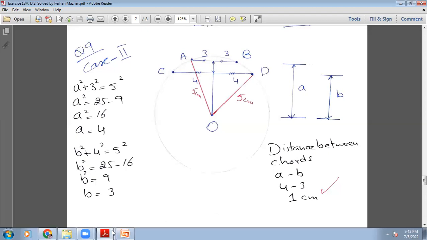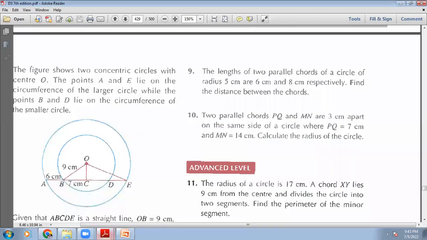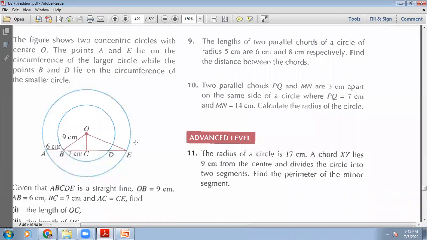So hopefully you understand this whole story and how we have done this question. Okay, so we are going to the next question. The next question says, 2 parallel chords PQ and MN are 3 centimeter apart on the same side of the center of a circle, where PQ is 7 centimeter and MN is 14 centimeter. Calculate the radius of the circle.